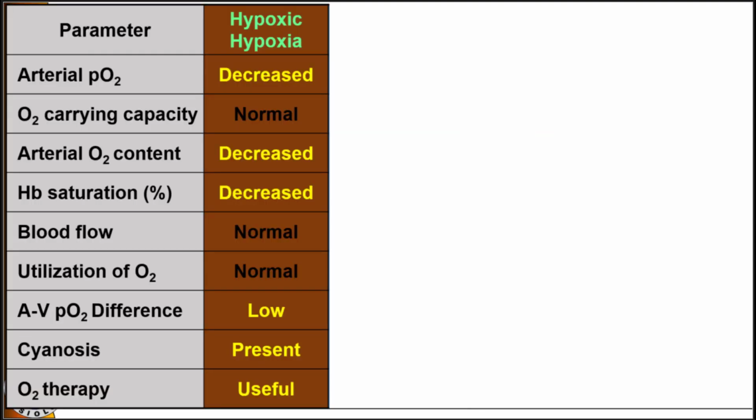In hypoxic hypoxia, arterial PO2, oxygen content as well as hemoglobin saturations are decreased. Arteriovenous oxygen difference may be normal or less depending upon the degree of hypoxia. Cyanosis, that is bluish discoloration of the skin and the mucous membrane, is present and oxygen therapy is 100% useful.